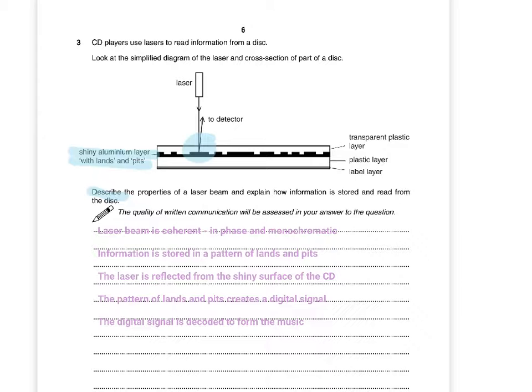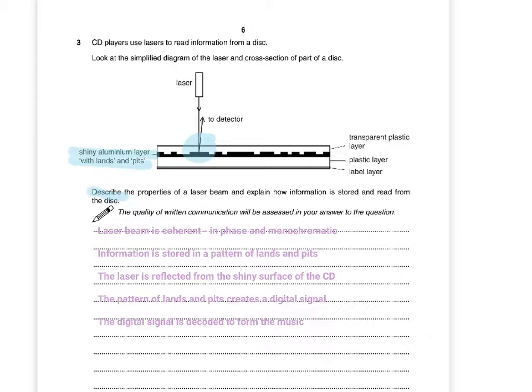A laser beam is coherent. So its main property is this idea of coherence. What coherence means is that all the light coming from lasers is in phase and monochromatic. So it has a single frequency. It's all one color. That's what monochromatic means. So those are the properties of the laser that you need to be aware of.